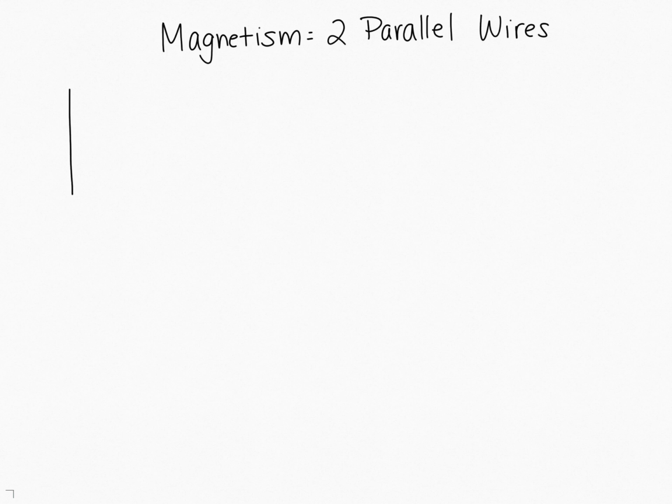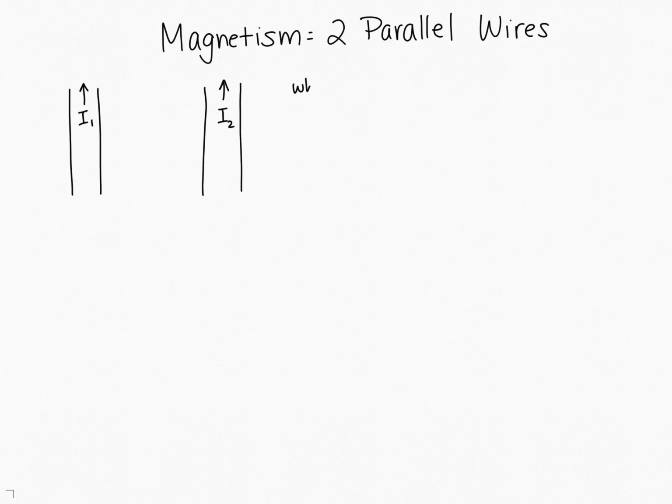So today we'll be talking about magnetism, or more specifically, how two parallel wires will interact when they have current running through them. So we have two parallel wires. Let's first consider the case where the wires have different currents, namely an I1 and an I2, but the currents are all running in the same direction. In this case, we'll say up.